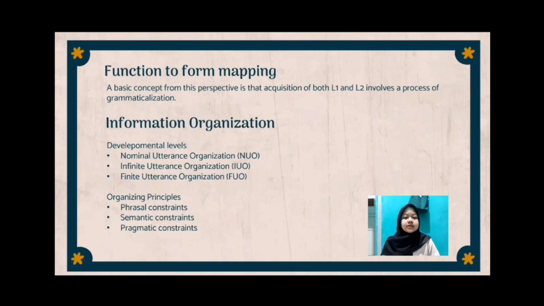And the last is organizing principle. So there is a limited set of principles which learners make use of for organizing information, and it may be classified as follows. The first is phrasal constraints, or restrictions on the phrasal patterns which may be used. Second is semantic constraints, or features of categories like noun phrase which determine their position in a sentence and what case role they are assigned. And the last is pragmatic constraints, including restrictions that relate to what has been said previously or to what the speaker assumes that the hearer already knows.